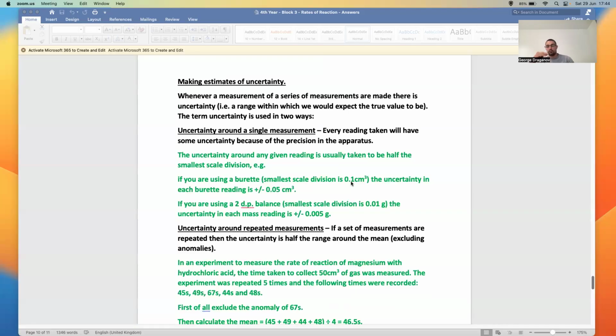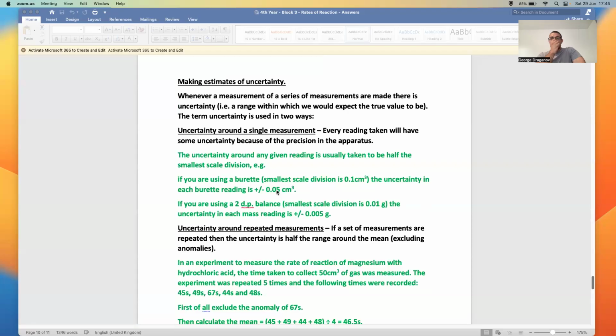So burette goes 22.1, 22.2. So what you do is you halve the 0.1. So that means the real measurement might be 0.05 above or 0.05 below. Which is why if you're using a burette, you must always give your answers in 2 decimal places. So if you see 22.1, you must say 22.10 if you're doing a titration.